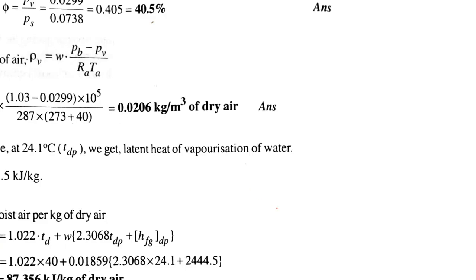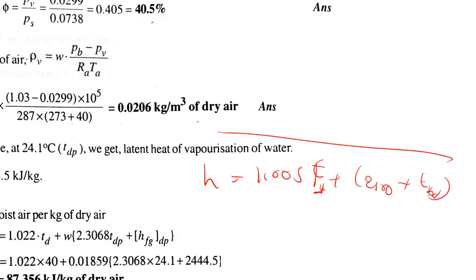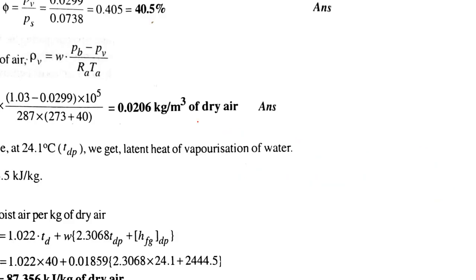Another formula we already explained is 1.005 TD plus W into 2500 plus 1.88 TD, similar to the formula explained earlier. So by using this formula and that formula, the results are the same. If that formula is used, there is no need to calculate HFG. Okay.